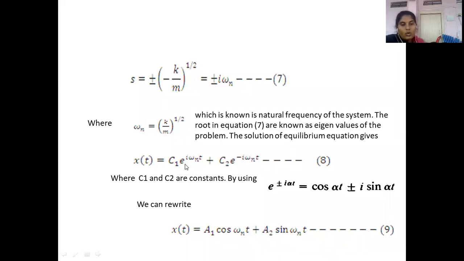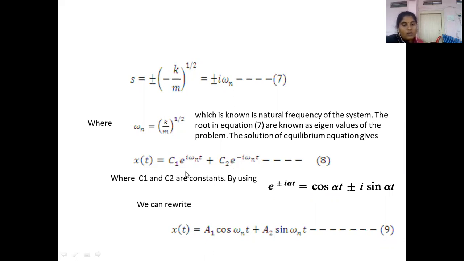C1 into cos alpha t plus i sin alpha t, that is the first bracket, plus C2 into cos alpha t minus i sin alpha t, that is the second bracket. Now you split these two brackets and take the sin parameter at one side and the cos parameter at another side. So in both these constants, C1 plus C2 will come at the first, C1 minus C2 will come at the second stage.